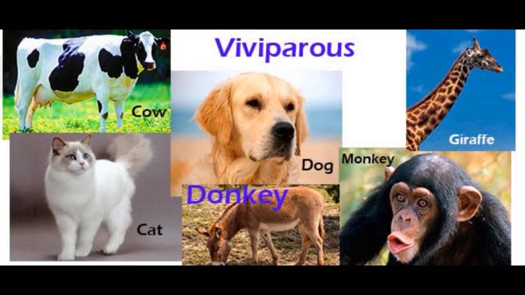In last class, we discussed animals that give birth to young ones. These are the animals which give birth to young ones. Today, we can learn that these types of animals are called viviparous. That means viviparous animals give birth to young ones.